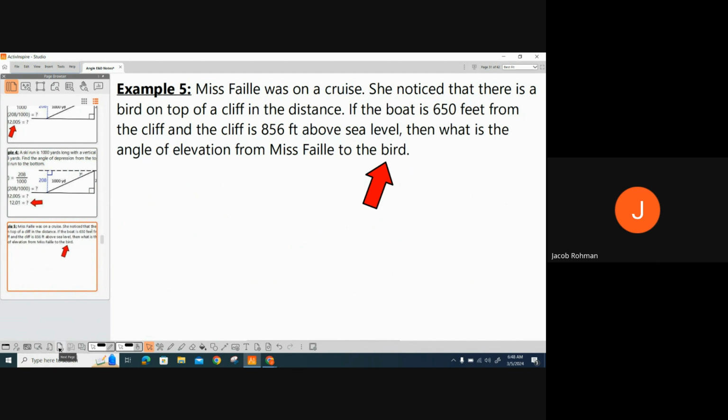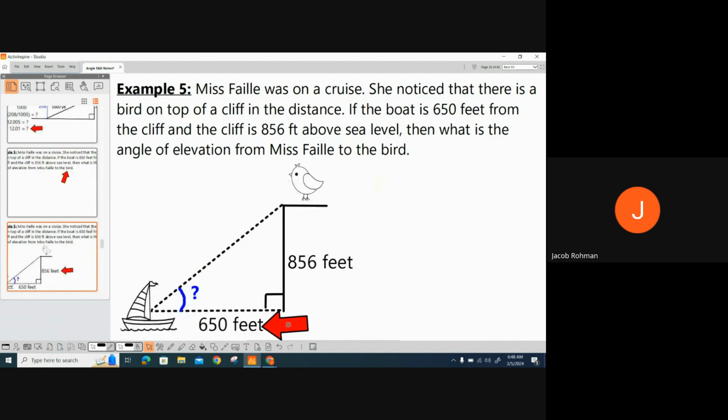We know that the boat is 650 feet from the cliff. So notice here, I've got 650 feet. Here's the boat where Miss Faley is, and here's the edge of the cliff. So 650 feet here on the bottom. And we know that the cliff is 856 feet above the sea level. So that's from the water up to the top of the cliff, and here's our bird. So we're looking for what the angle of elevation is here. So what we see here is the blue question mark for the angle.